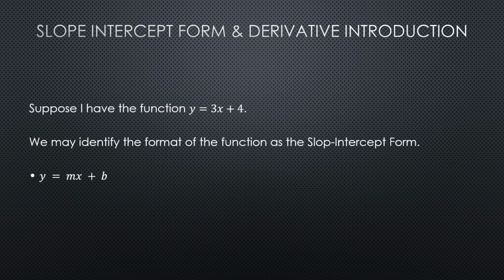All right, so suppose we have a formula, a function, y equals 3x plus 4. You may be able to identify from earlier math classes that this appears to be in the slope-intercept form. We're going to break that down and look at every piece of that slope-intercept form, where y is equal to mx plus b.